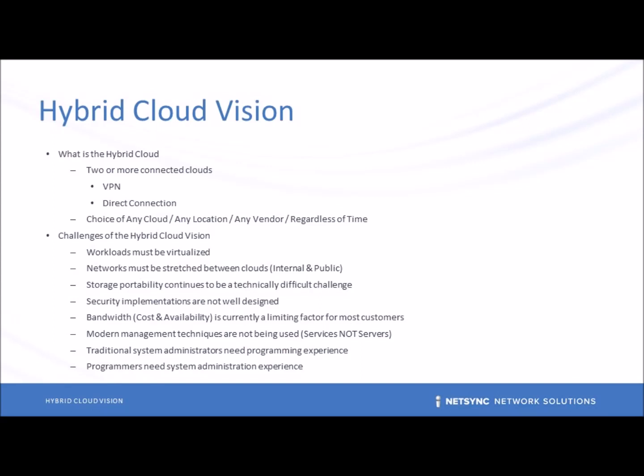Networks have to be stretched between clouds, internal and public. This is probably one of the most interesting ones because there's lots of different ways to extend the network to the cloud. Cisco has an interesting one called ACI, which we'll cover in just a second, and which NetSync really likes. It helps do a lot of network virtualization. It solves a bunch of problems, and it's going to eventually provide a true agnostic network virtualization we'll talk about in a second.